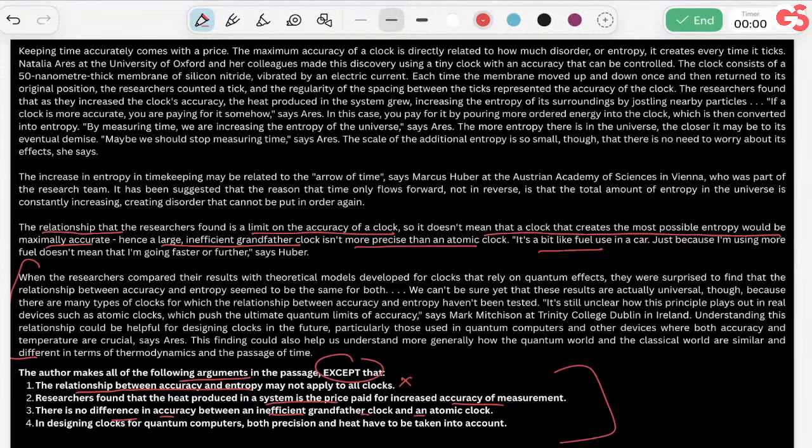Okay, this has been mentioned. In designing clocks for quantum computers, both precision and heat have to be taken into account. ये बात एंड में बोली गई है कि भाई जहाँ पे accuracy and temperature both are crucial. So basically, it's the second one that has not been outrightly mentioned. It can be somehow implied, but it is not outrightly mentioned as an argument. Clear? B is the answer. Next.